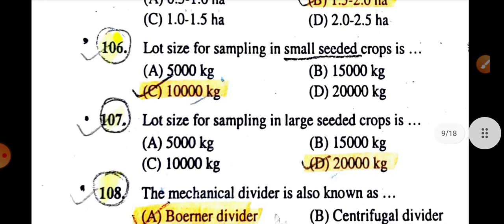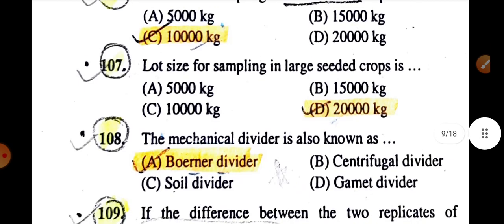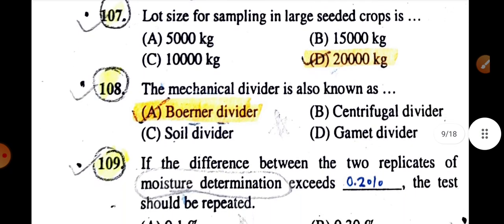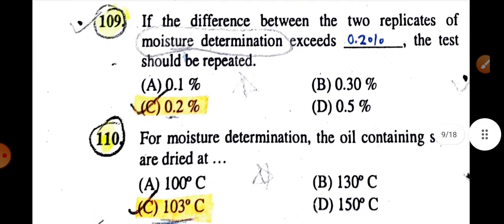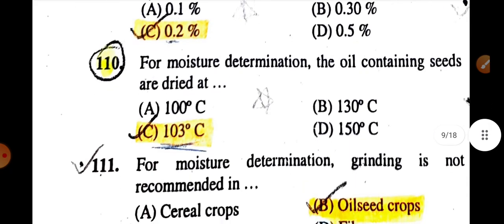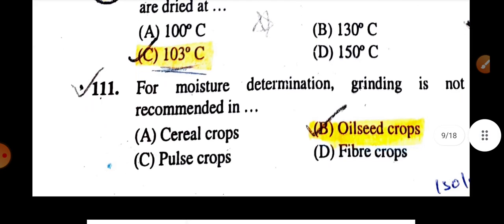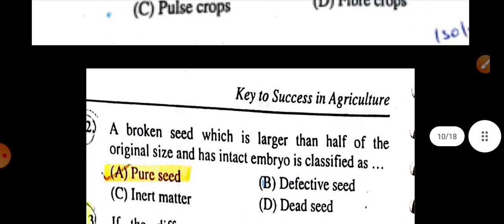Lot size for sampling in small seeded crops is 10 tons, for large seeded crops such as wheat, lot size for sampling is larger. The mechanical divider is also known as Boerner divider. If the difference between two replicates of moisture determination exceeds 0.2%, the test should be repeated. For moisture determination, oil containing seeds are dried at 103 degrees Celsius. For moisture determination, grinding is not recommended in oilseed crops.